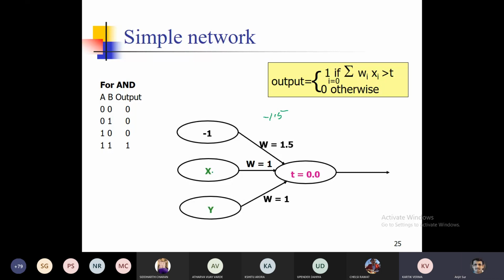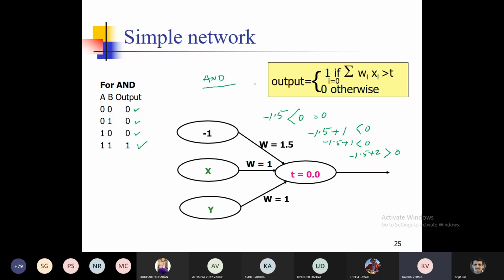If it is 0 and 0, it is less than 0, so it is 0. Then minus 1.5, if it is 1 0, then it is 1, obviously less than 0. 0 1, then minus 1.5, again 1, less than 0. So all these are 0 0 0. But if it is 1 1, then minus 1.5 plus 2 is greater than 0, so it is 1. In this way, this is a valid AND gate.